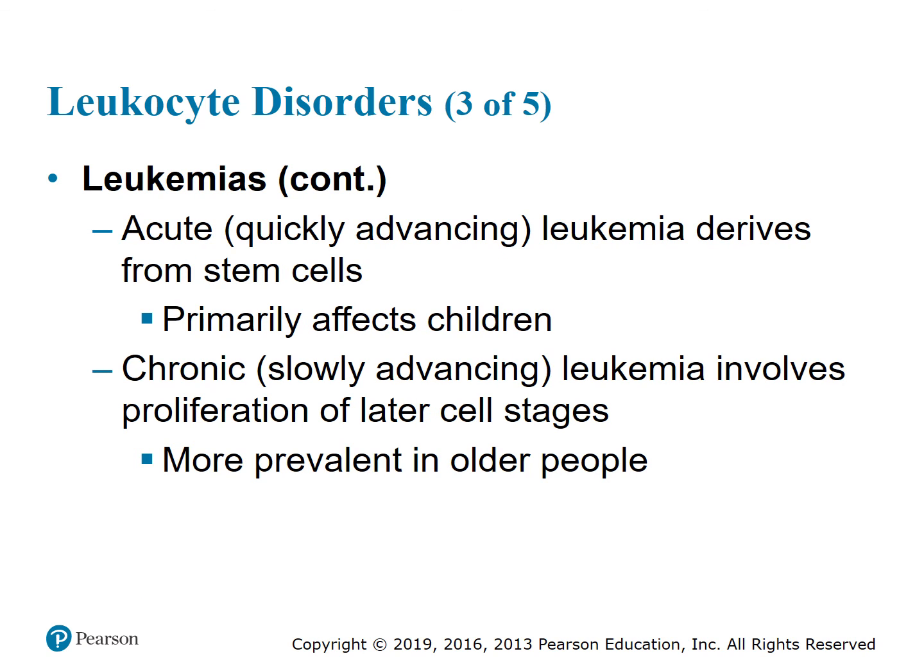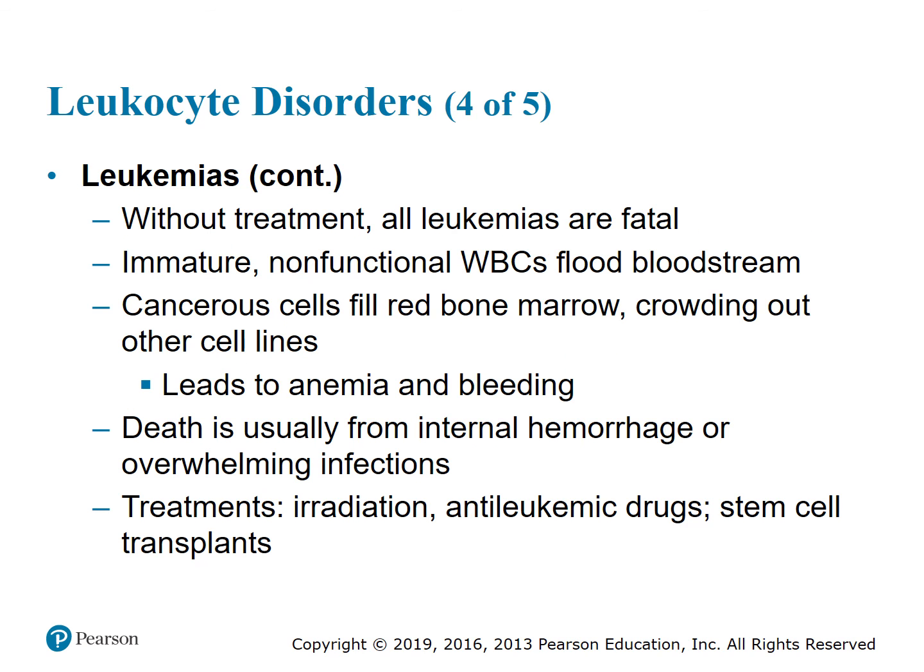Acute or quickly advancing leukemia derives from stem cells and primarily affects children, whereas chronic or slowly advancing leukemia involves the proliferation of later cell stages and is more prevalent in older people. Without treatment, all leukemias are fatal. Immature non-functional white blood cells flood the bloodstream, and cancerous cells fill the red bone marrow, crowding out other cell lines, which leads to anemia and bleeding. Death is usually from internal hemorrhage or overwhelming infections. Treatments include irradiation, anti-leukemic drugs, and stem cell transplants.